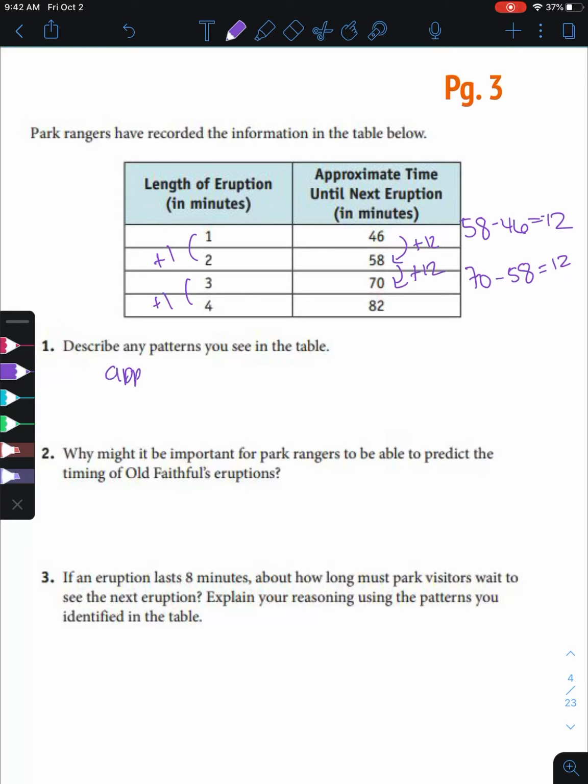So the approximate time until next eruption increases by 12. All right, so why might it be important for park rangers to be able to predict the timing of Old Faithful's eruptions? Depending on what's coming out, if it's probably hot, that could be a safety concern. So safety. And along with that, so that the park rangers can do crowd control.